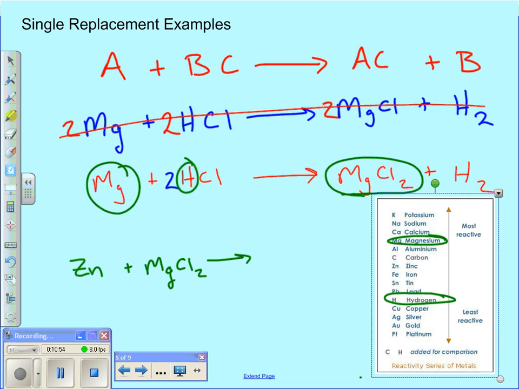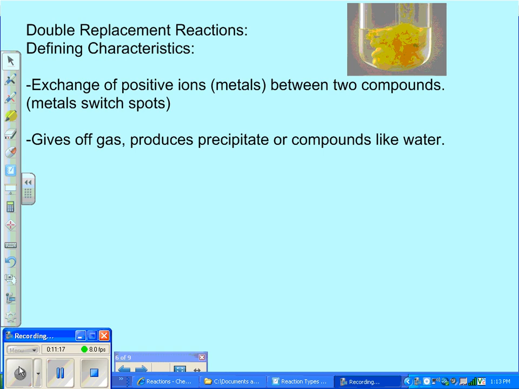And then you could start going and plugging in on this, but then if we look at our chart, we're looking at zinc here. Here's zinc, and magnesium is up here. Zinc will not replace magnesium. It's less reactive. So the answer to this is no, we shouldn't have any products. It won't actually happen in nature. So we might just say, hey, this reaction does not occur.